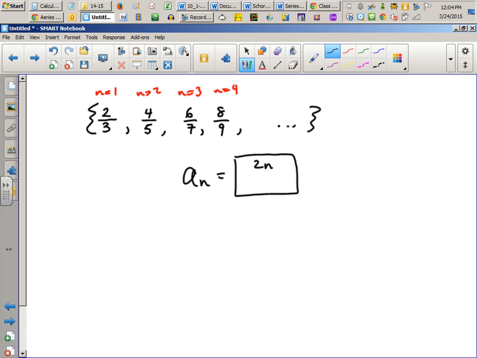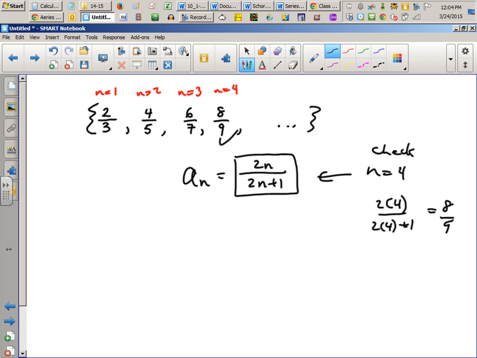Now if you're not sure you constructed the explicit rule correctly, you can easily test it by plugging in 1, 2, 3, and 4 to see if it regenerates 2/3, 4/5, 6/7, and 8/9. Does it work when I plug in n equals 4? Yes. 2 times 4 over 2 times 4 plus 1, 8/9. Check, it works, right? Okay, so this is a very, very easy one, but actually it teaches us a lot.